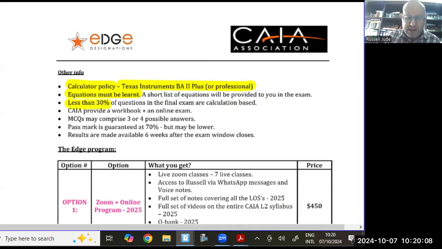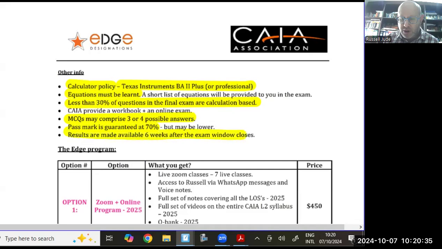Okay. They always tell us that less than 30% of the calculations in the exam are going to be calculation-based, which means 70% are what we call qualitative, theory-based questions. Okay. MCQs, 3 or 4 possible answers. 3 or 4 mean ABC or ABCD. We spoke about this earlier. The pass mark is guaranteed at 70. Might be lower, but a maximum of 70%.